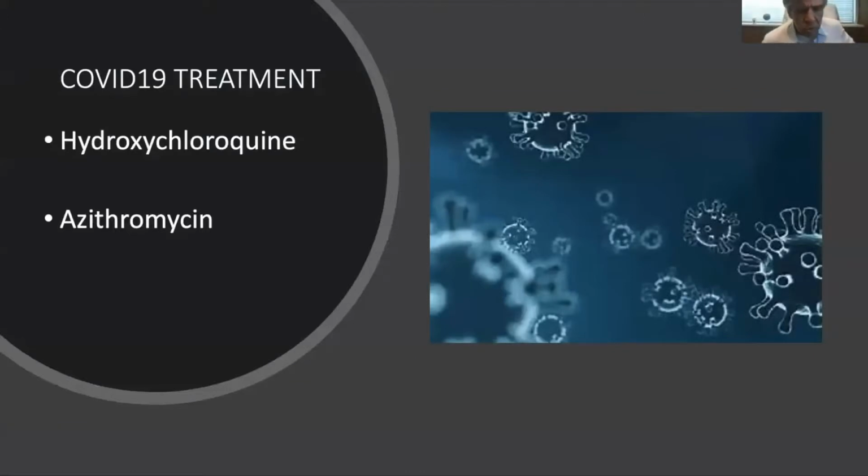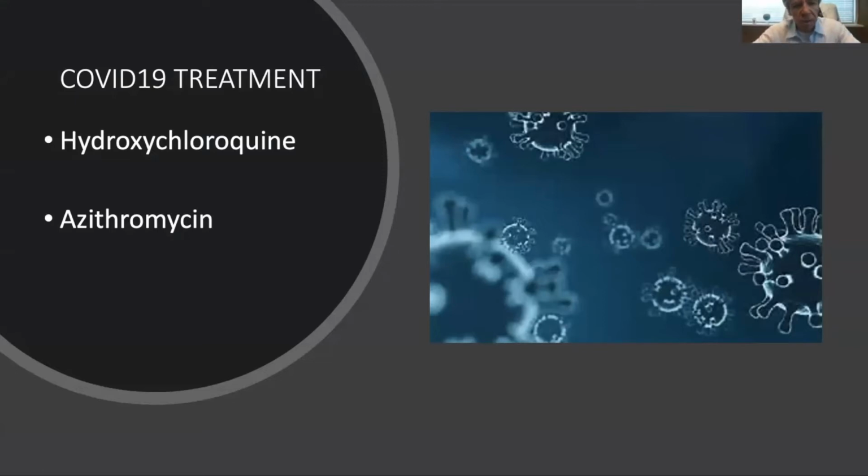So another treatment is hydroxychloroquine and azithromycin. They did use hydroxychloroquine in China with some questionable results. And then they had a study published out of France that indicated that this combination was beneficial for patients with COVID.